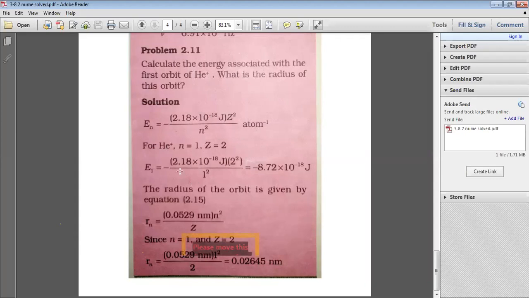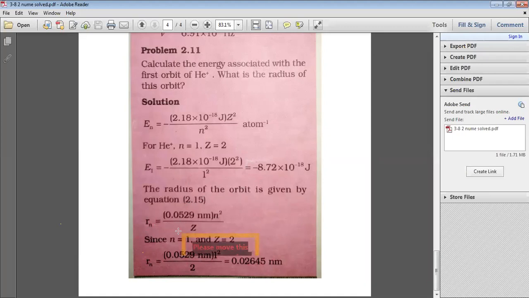Let us put the value. So E1 is equal to minus 2.18 into 10 to the power minus 18 joule into 2 square divided by 1 square, that is simply minus 8.72 multiplied by 10 to the power minus 18 joule. So the radius of the orbit is given by equation 2.15. This is how we can get the energy of the electron present in the first orbit. Now we want to calculate the radius.